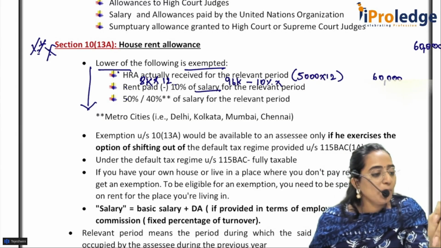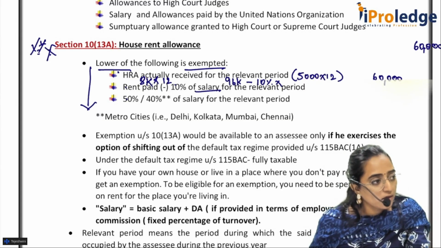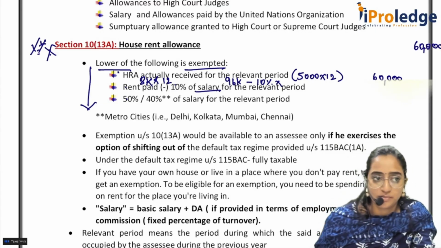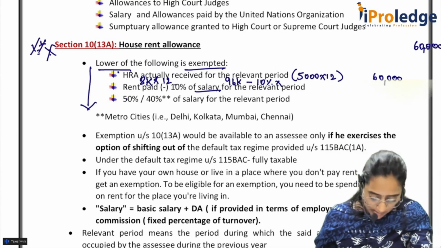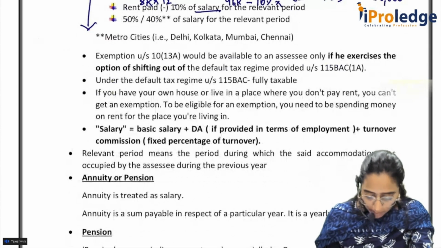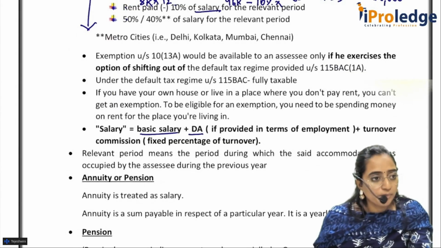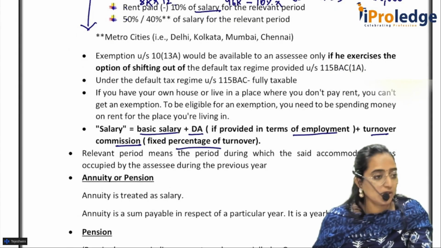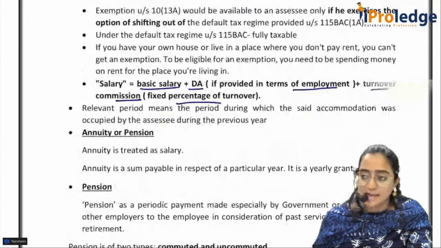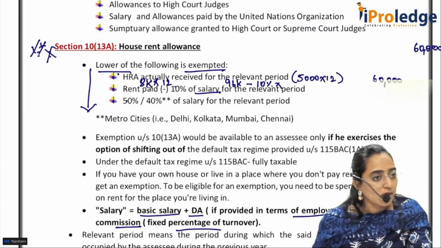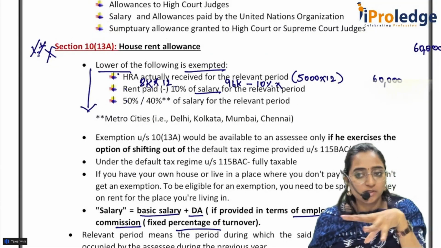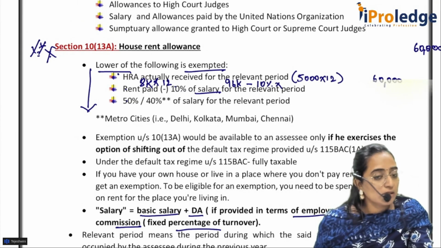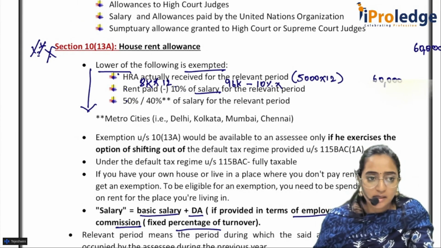And wherein rent paid is how much? 8,000 multiplied by 12. 10% of the salary, yes, salary is defined. What is the salary? Basic salary plus DA if provided in terms of employment, turnover commission, fixed percentage. See here, salary includes what? Basic salary. We will do questions for this, we have beautiful questions. Salary considers basic salary plus DA.